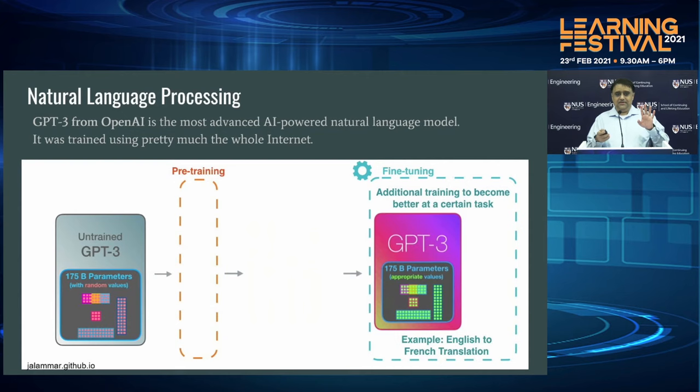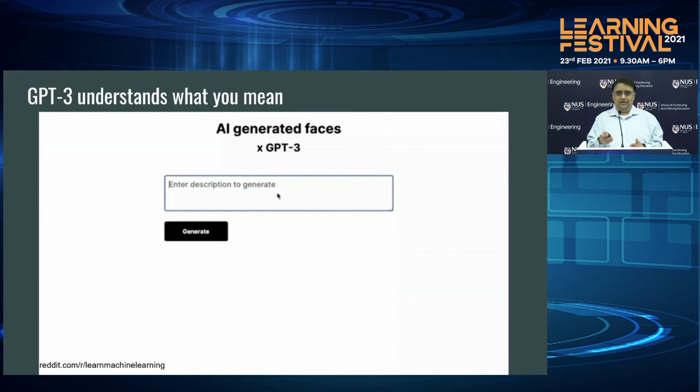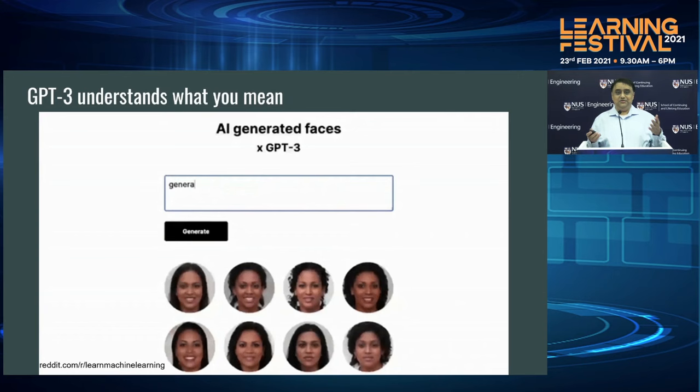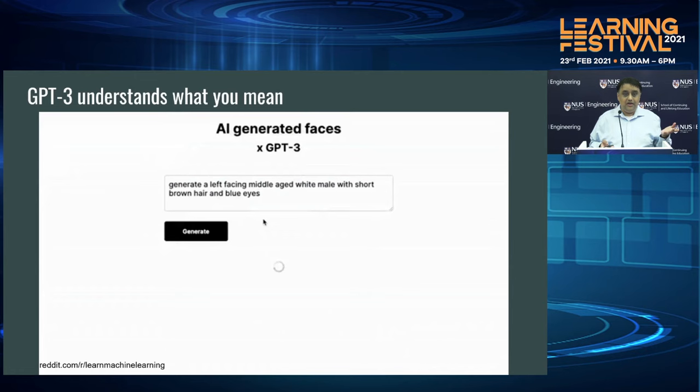As I said, what GPT-3 can do is pretty much mind-blowing. GPT-3 understands what you mean. So for example, let's read this. It says, generate front-facing young black adult female with brown eyes and long hair. Of course, this is not live, this is an animated GIF, but this was done live using GPT-3. Here's another one. It says, generate a white male with short brown hair and blue eyes.